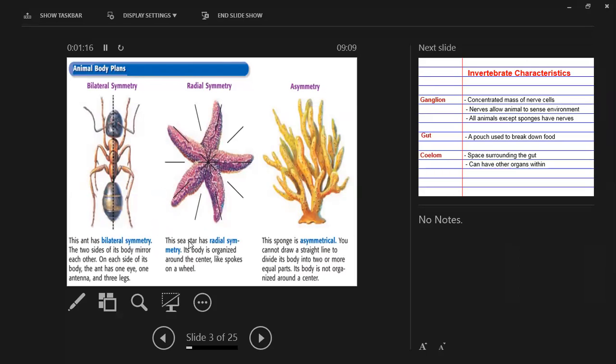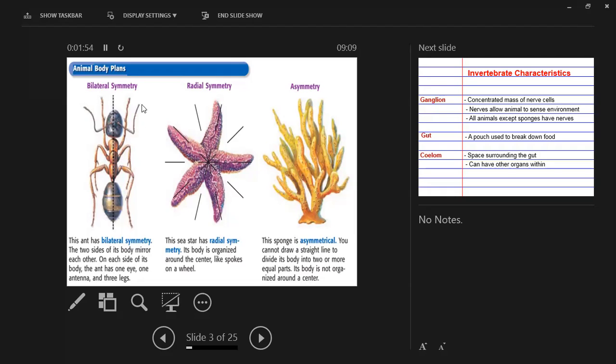The first is bilateral symmetry. The two sides of its body mirror each other. We have two sides, on the right and on the left. The right part is similar to the left. The two sides of its body mirror each other. On each side of its body, the end has one.